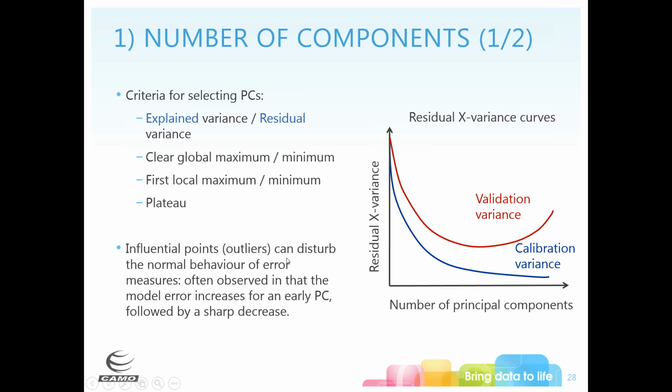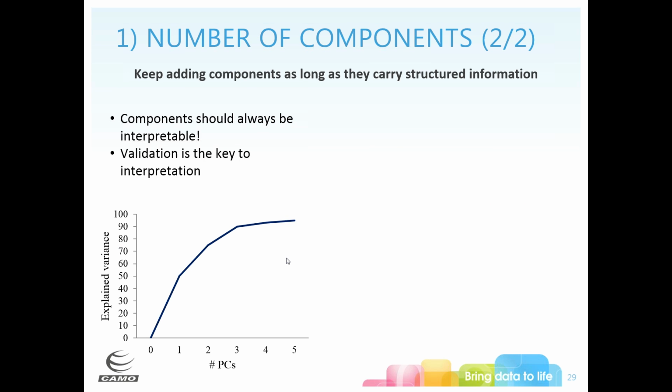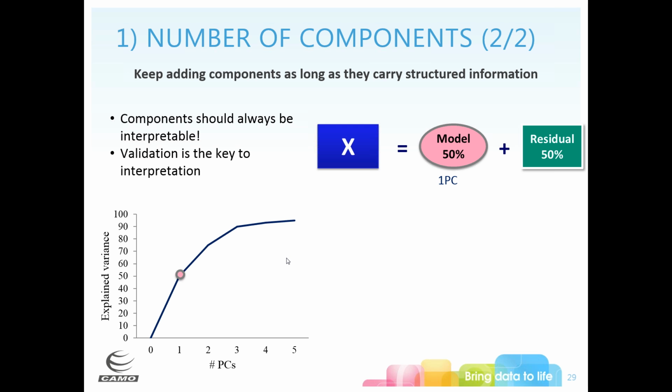If you have outliers, it can disturb the normal behavior of these measures. You'll see that the model increases, there'll be a decrease in the PC2, and then at PC3 it'll come back up again. So that's just something to notice and think maybe something's going on here. You want to keep adding components as long as they carry structured information. You should always be able to interpret what your principal components mean, and validation is the key to interpretation.